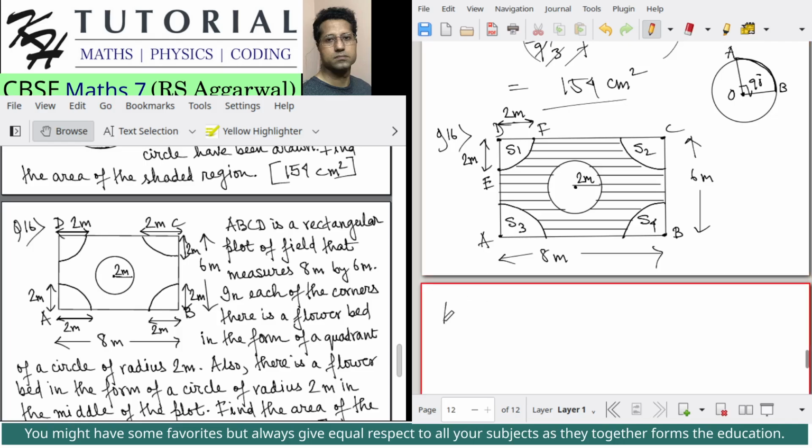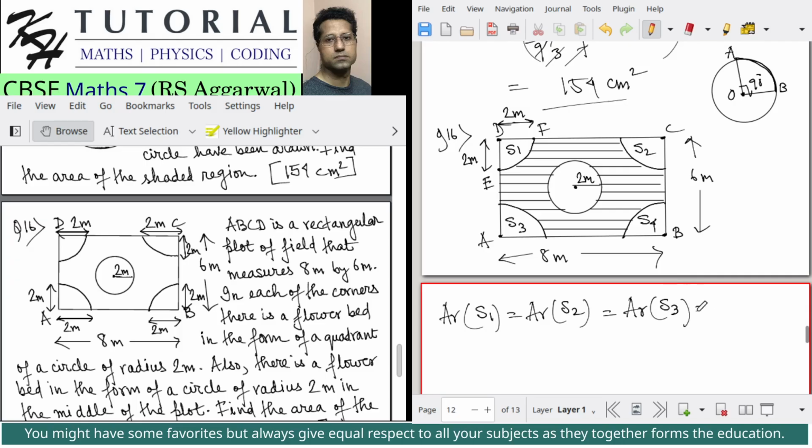So the area of S1 will be equal to the area of S2. The area of all the sectors will be equal because they are sectors of a circle having radius 2 meter, and they make an angle of 90 degrees at the center. That is, they are quadrants of a circle. Each of the sectors at the four corners of the rectangle is a quadrant of a circle with 2 meter radius, which means the area of each sector will be 1/4 the area of a circle of 2 meter radius.